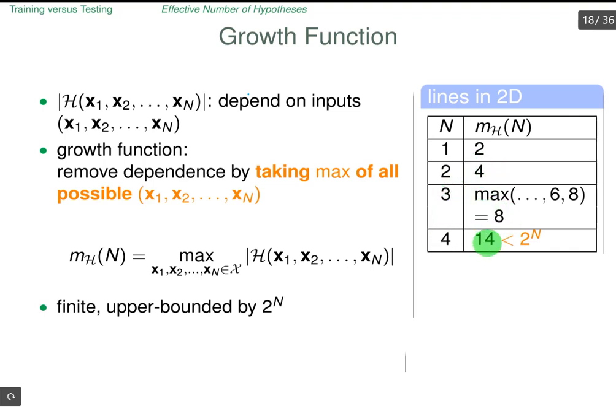When we talk about different hypotheses, this number can change. We are moving further from dichotomies or the effective number of hypotheses into the growth function, which will take a given hypothesis class as input and give us a measure of the maximum number of ways these points can be classified or labeled for this given hypothesis class. It is also upper bounded by 2 to the n, and importantly, it is finite.